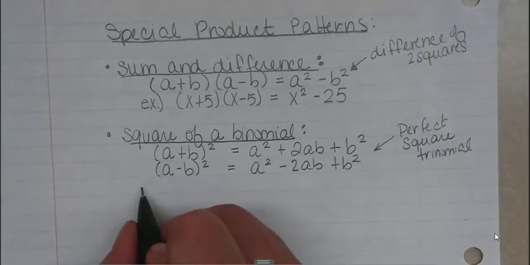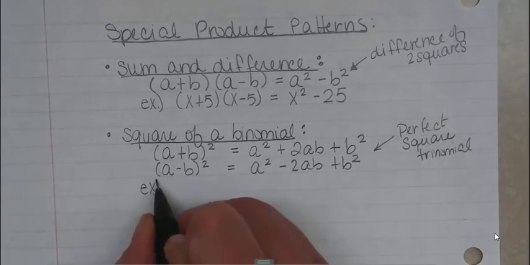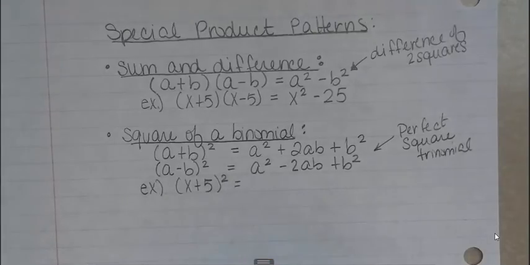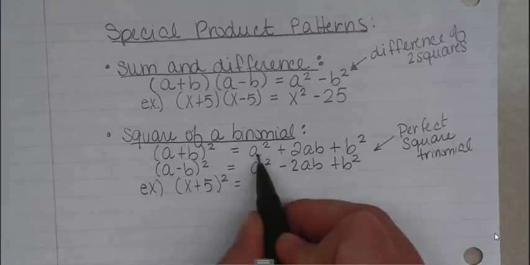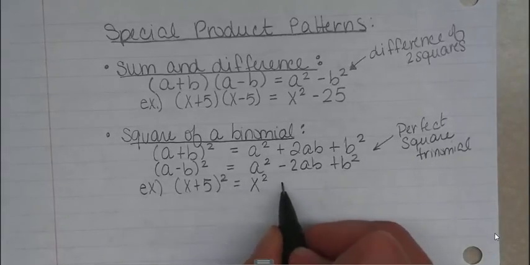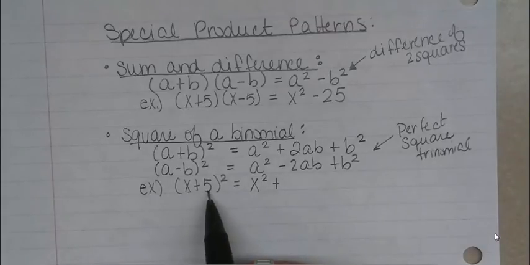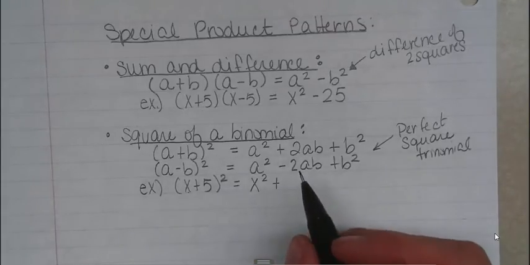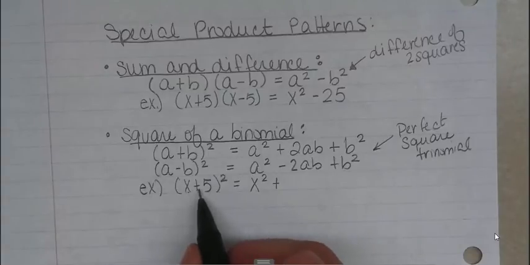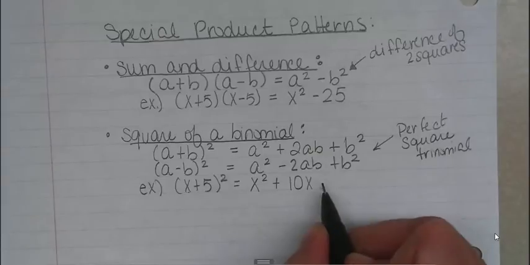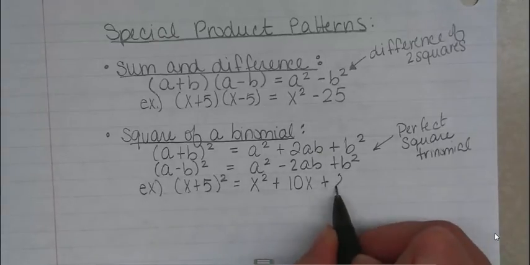So I'll do one example. How about we do x plus 5 squared? Okay, so this is a binomial squared, or the square of a binomial. So I'm going to take my first term and square it. My middle term is going to be positive, and that comes from basically multiplying the two terms and doubling it, right? So 5x doubled would give me 10x. And then squaring the last term.